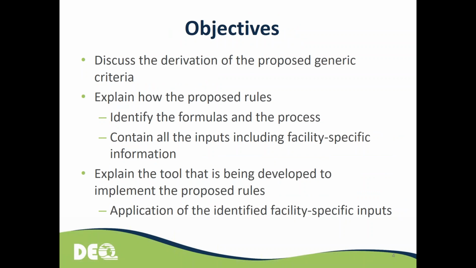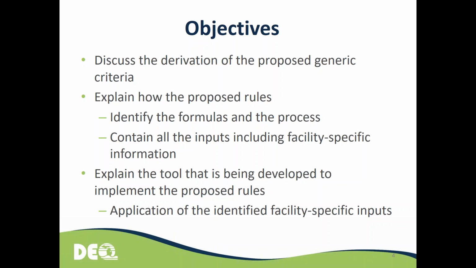So our objectives today, as we go through the webinar, is to discuss how we derived the proposed generic criteria. We are going to go through and explain how the proposed rules identify the formulas. We're going to talk about the process, how you get to the VI tiers, the different tiers, how the rules and where they contain the inputs, including the facility-specific information that you need to develop a VI Tier 2 and a VI Tier 3A. We're going to go through and explain the tool that we're working on developing, and we hope to have out shortly, so that it will aid in the implementation and the calculating of the values for the VI Tier 2 and 3A.